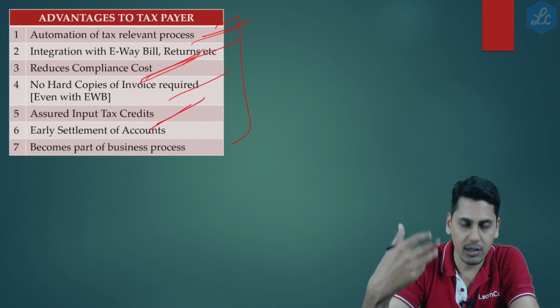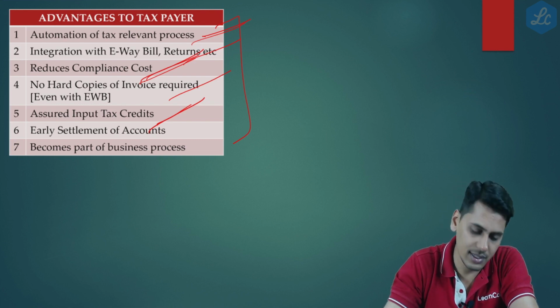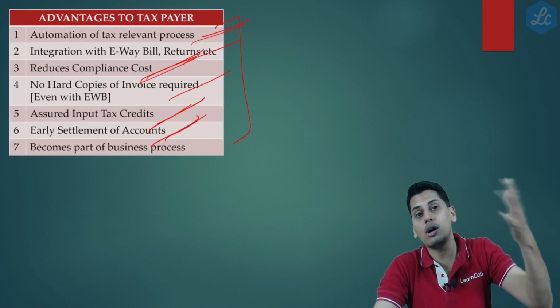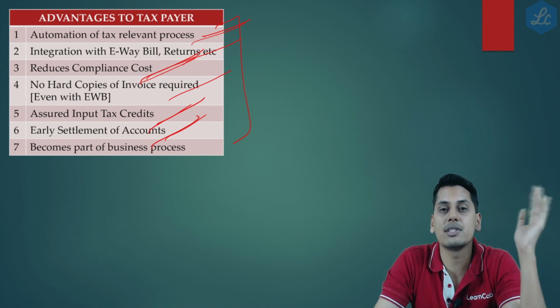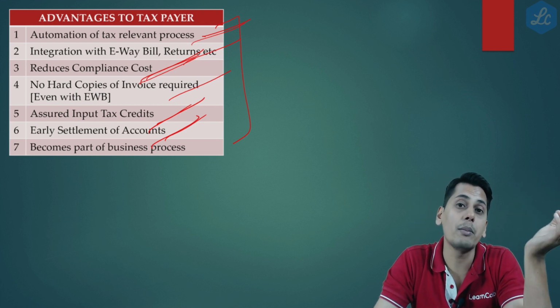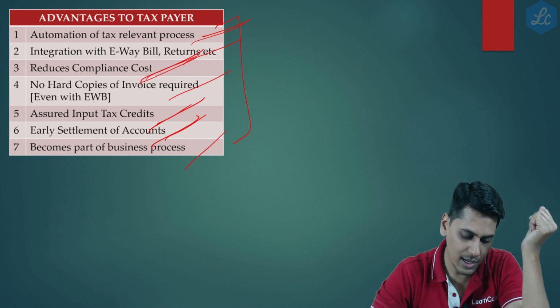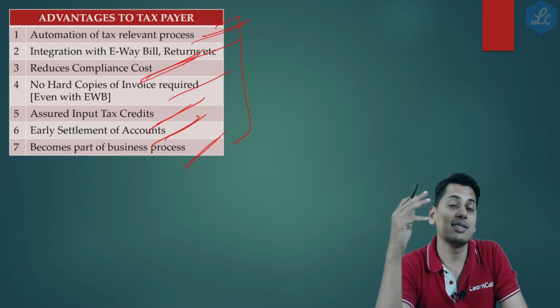Assured input tax credit, it automatically goes real time in GSTR 2A of the recipient. Early settlement of accounts, what we have discussed, that day is not far, where a sale transaction which is raised at the supplier's end automatically goes and sits as a purchase at the recipient's end. It becomes a part of the business process. It is not seen separately.